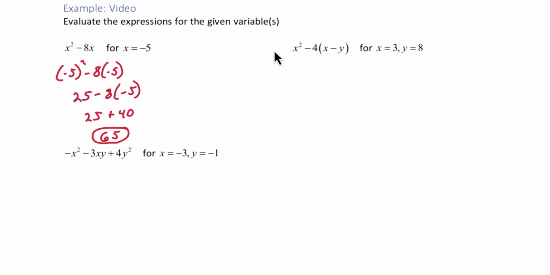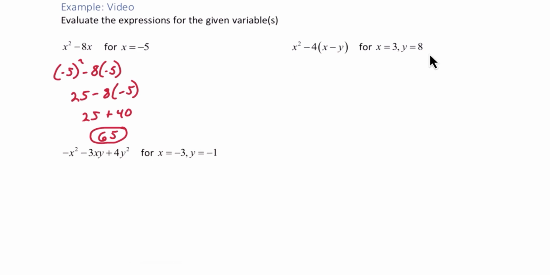In the next example, notice we have x's and y's, so we need to replace all of the x's with 3 and all of the y's with 8. So we make a substitution. X is 3. X again is 3. Y is 8. And now we want to go through and use the order of operations to simplify these.